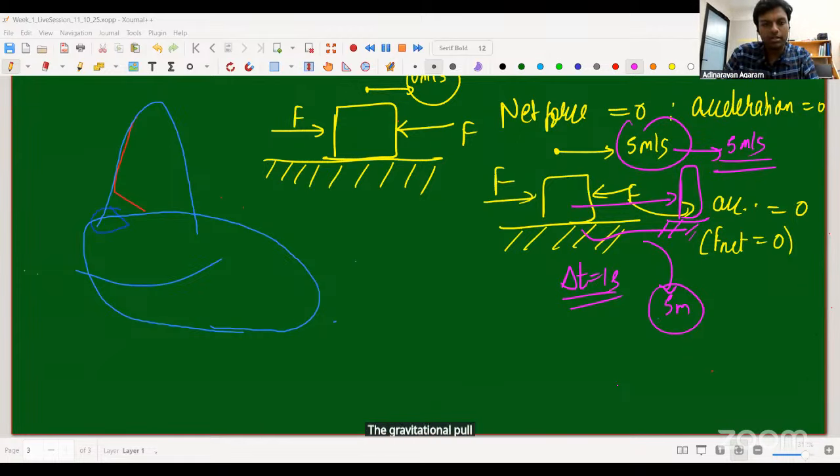gravitational pull of Earth. Guys, I request you to please stop annotating on the page.